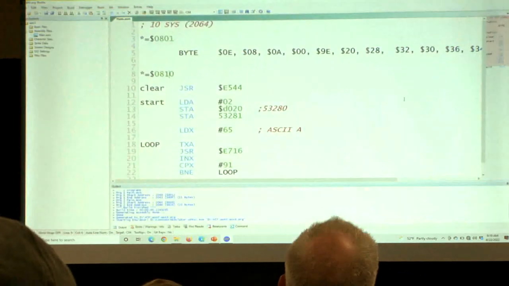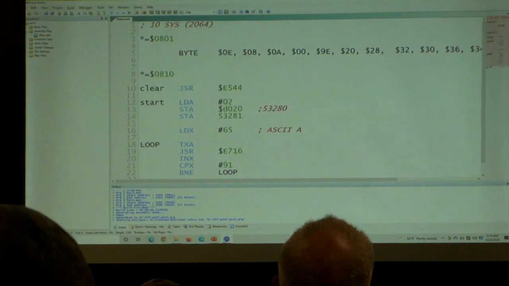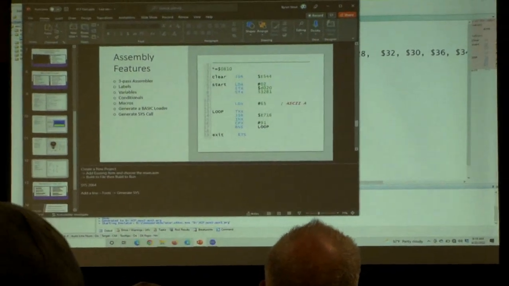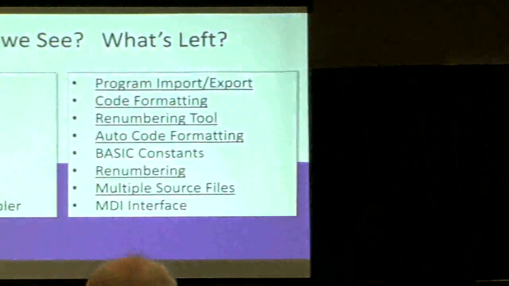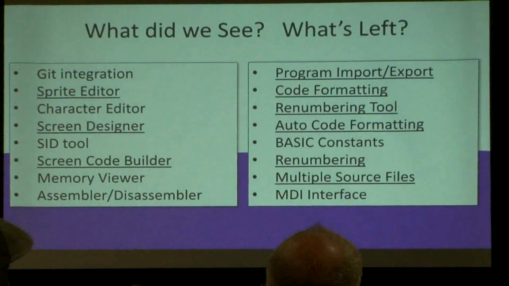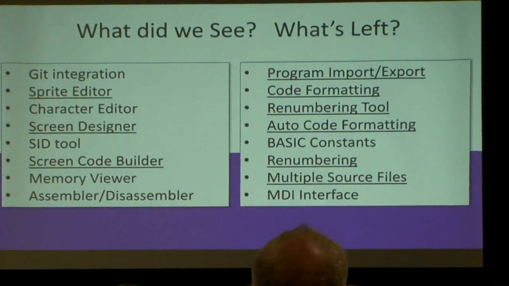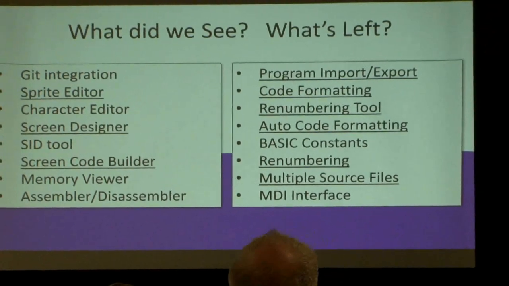Okay, wow. I think we have 11 minutes left, so I think I've just about made time. I didn't talk about everything. Remember that long list of features I brought up at the beginning? I did talk about the sprite editor, the screen designer, the screen code builder, and most of the editing stuff, but there are things we didn't talk about. There's a character editor that's just as fully functional as the sprite editor and the screen designer. Once you have custom characters, you can bring them into the screen editor.